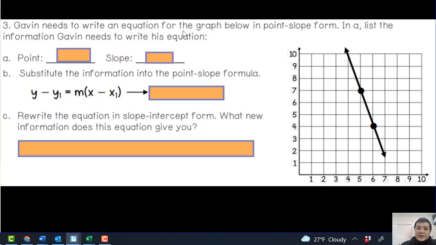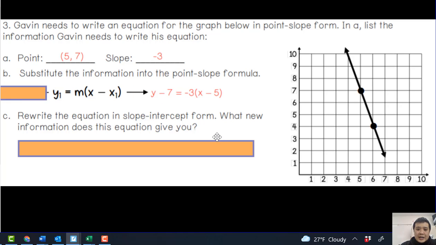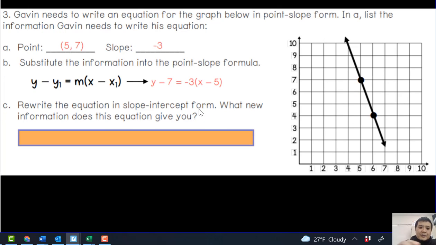It says Gavin needs to write an equation for the graph below in point slope form. In A, list the information Gavin needs to write his equation. So here, we're going to take this point right here, 5, 7. Okay, and we can see the slope is -3, because every single time we go over 1, we go down 3, so our slope is -3. Using that information, we can do y minus 7 equals -3 x minus 5. Okay, and then we're going to rewrite this in slope-intercept form.